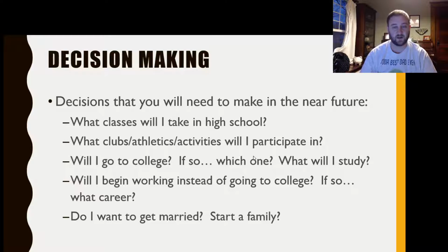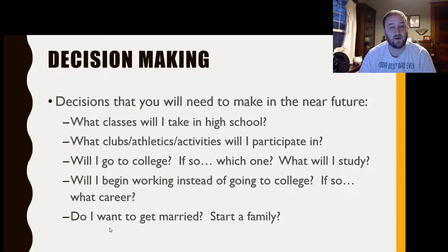Okay, if you're going to go to college, which one? What are you going to study in college? That's a major decision. What are you going to study in college, right? Because really that leads you down a certain path in your life. So also, are you going to begin working instead of going to college? Maybe you decide to get started on your career right away, and that's totally a viable option. But that's a big decision that you have to make.